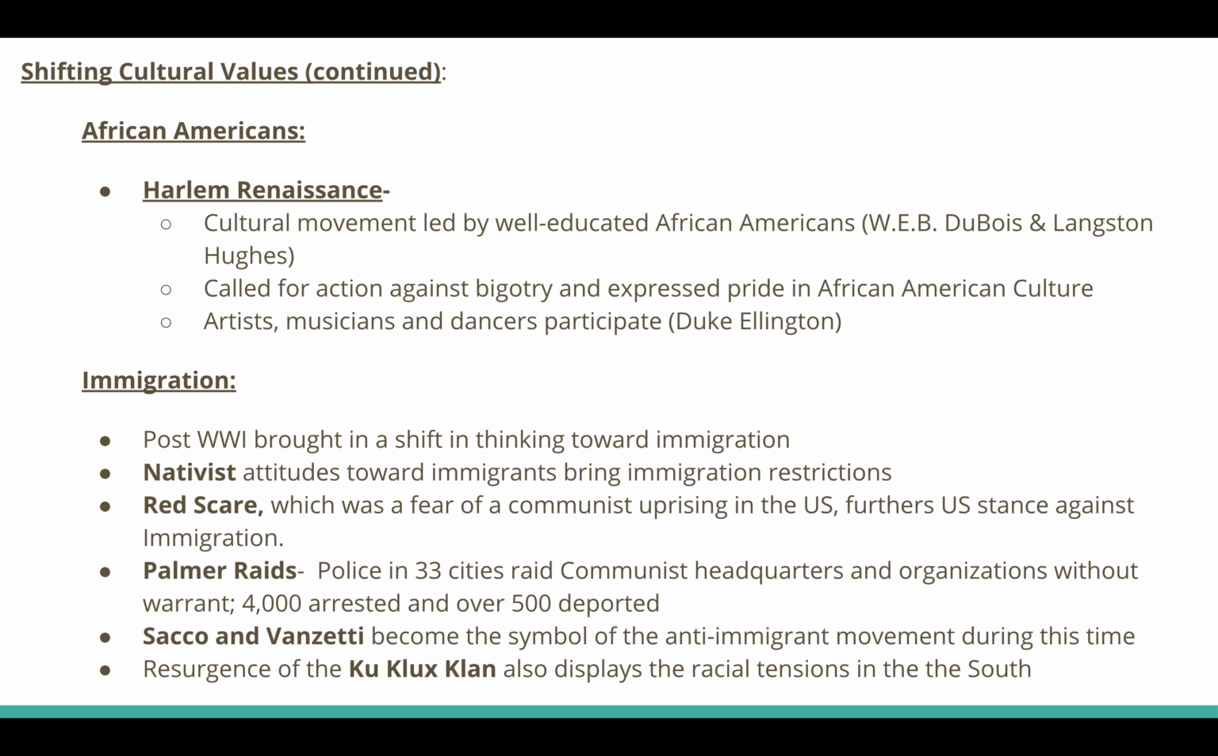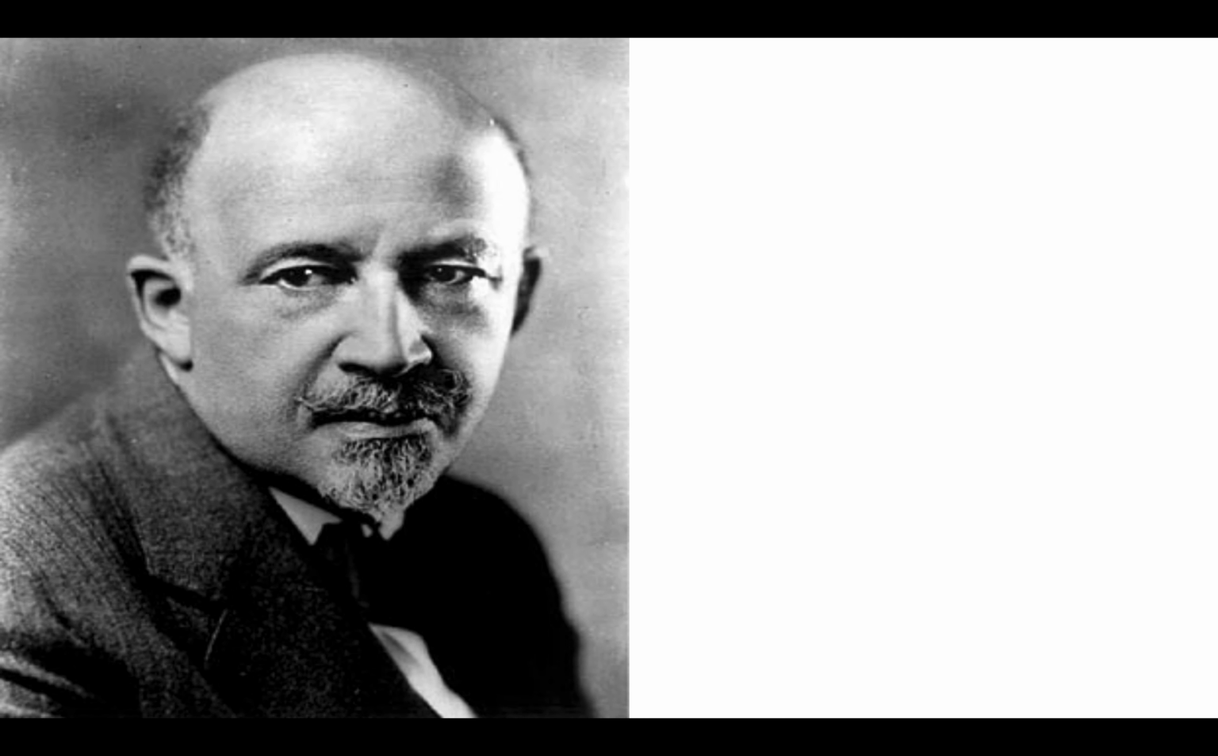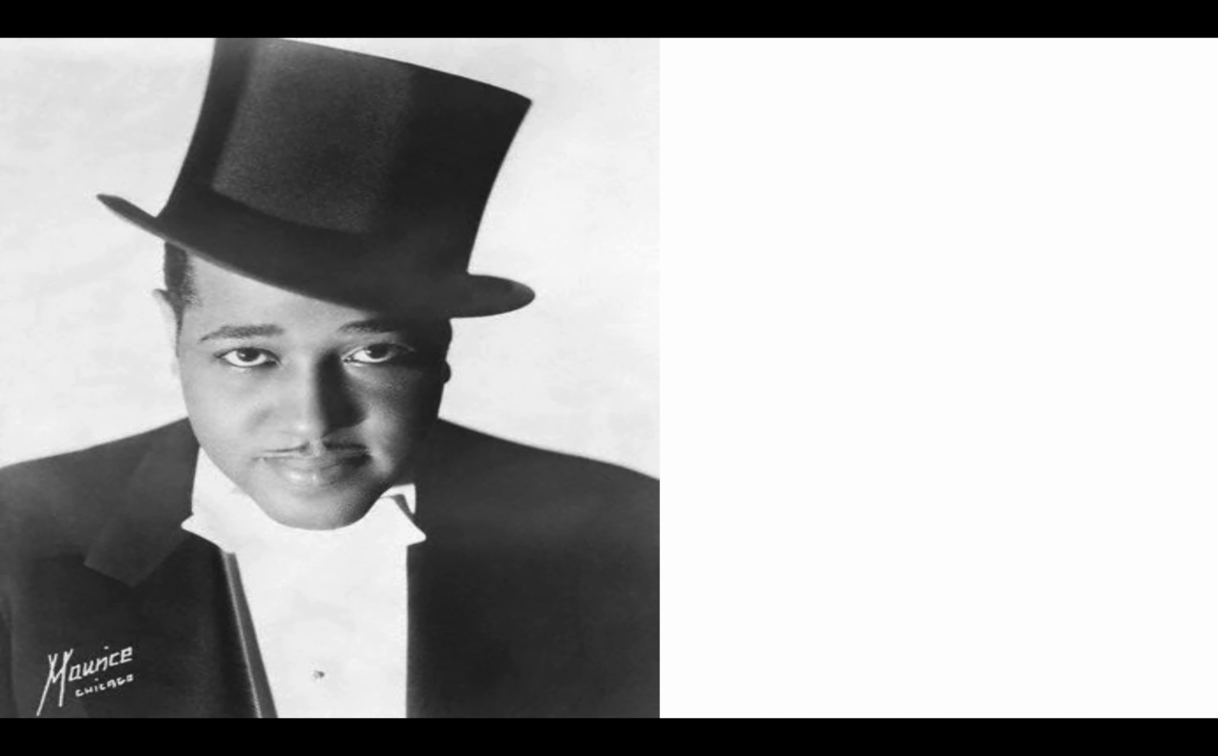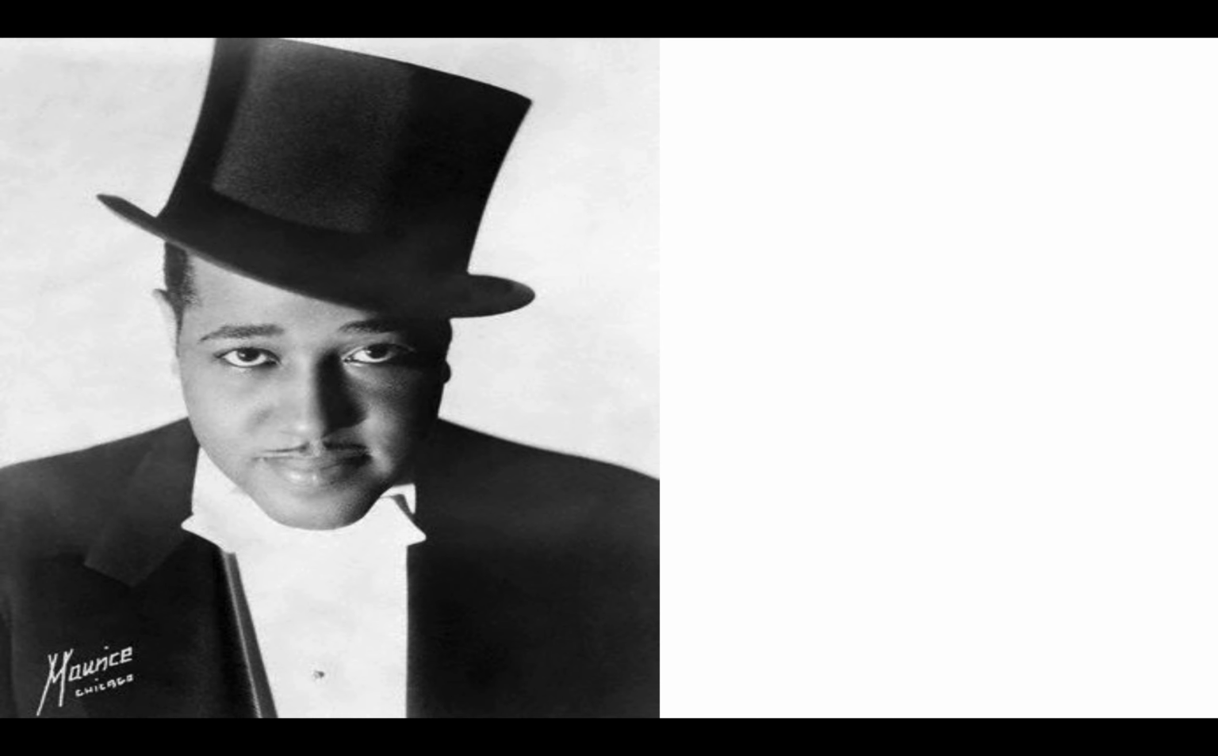You also see an unfortunate rise of the KKK again in the South, which we talked about during the Reconstruction period. That's W.E.B. Du Bois. There's Langston Hughes. There's Duke Ellington rocking that sweet top hat.